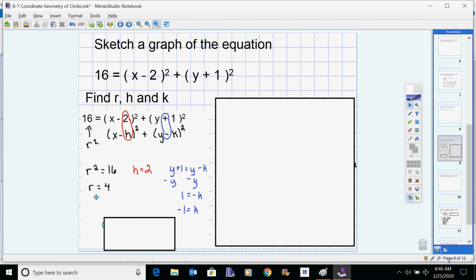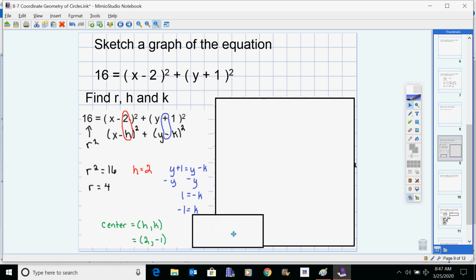So we found our r, we found our h, and we found our k. The trickiest one, of course, is the one where the signs are backwards, but this is why it works and how we can find out that k equals negative 1. All right, since we have our radius, we need to identify our center in order to make a graph. So our center is going to be 2, negative 1. So our center of the graph is going to be 2, negative 1.